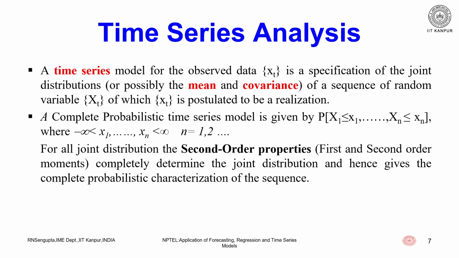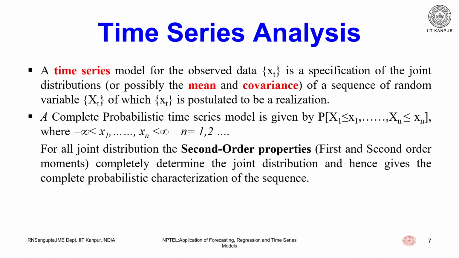So, a time series model for the observed data x t is a specification of the joint distribution or possibly the mean and the variance of a sequence of random variables capital X t, for which x t is postulated to be the realization. Realization means that before I measure, it is a random variable denoted by capital X with the corresponding suffix, and when the value is known to me, I denote it as small x with the corresponding t, which is the time period when I am measuring.